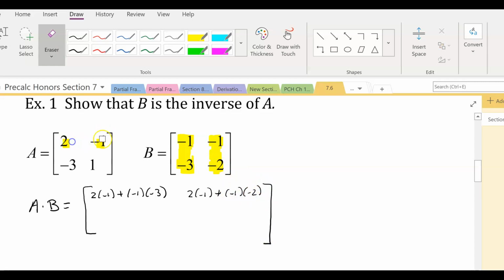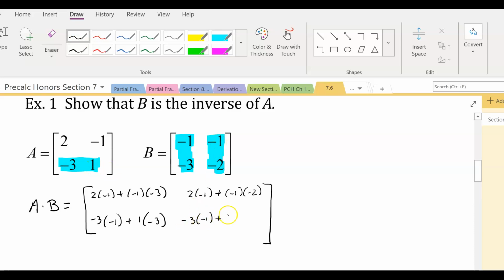Now we'll do the same thing for the next row. So I'm going to do this row times the first column. I have negative 3 times negative 1 plus 1 times negative 3. And then we'll multiply by the second column: negative 3 times negative 1 plus 1 times negative 2.